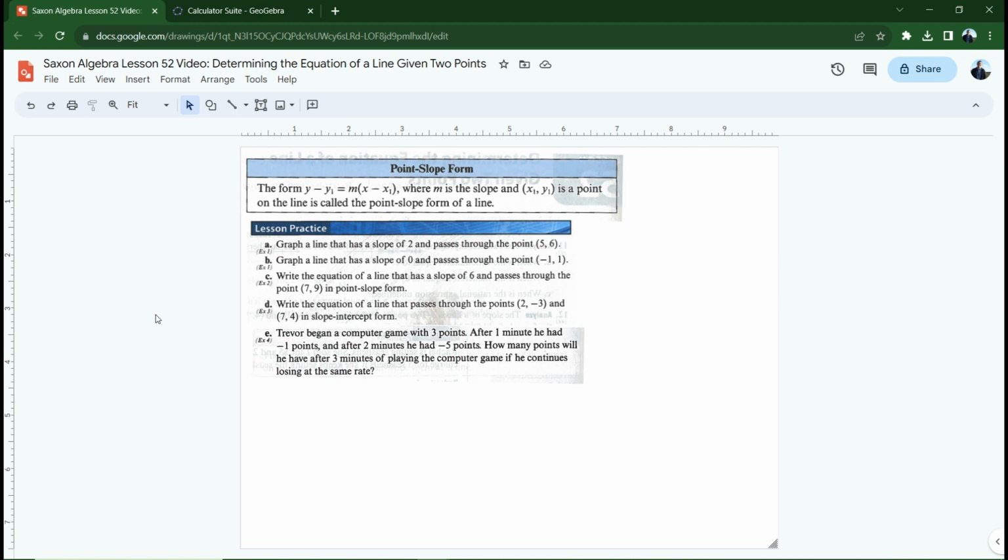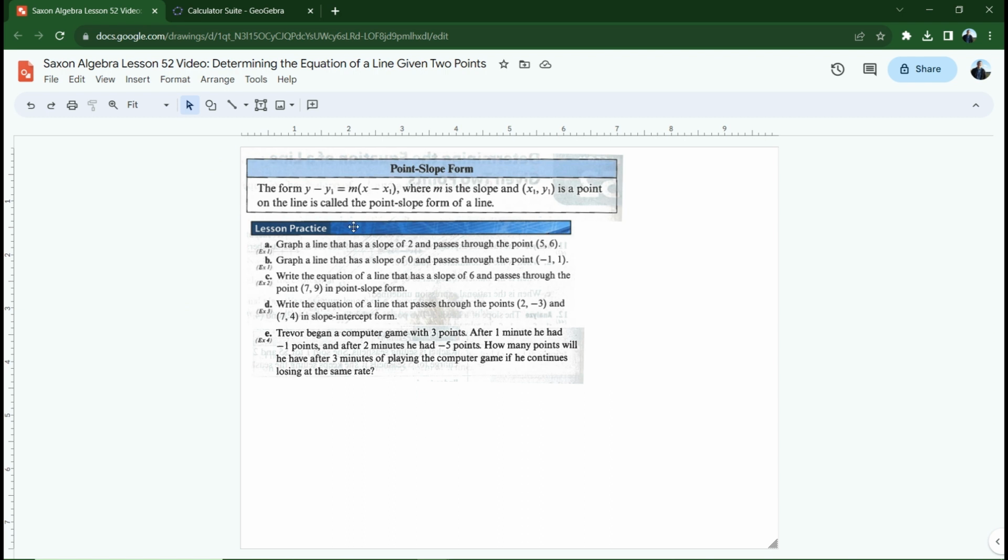Hi, Algebra students. In this lesson, we are going to be talking about how to determine the equation of a line given 2 points. And actually, we're going to find that some of the practice problems give you a slope and a point that's not the y-intercept. Okay, we've done that before with slope-intercept form. You know how to find the equation of a line given a slope and a point. But we're actually going to be using a different form for some of the problems of this lesson. We're going to be using point slope form.